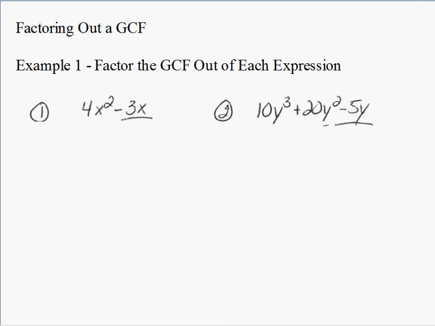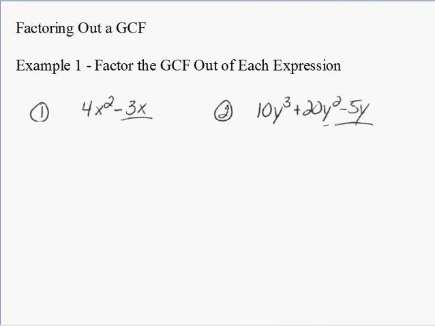Okay, so we're going to talk about factoring out a greatest common factor. We'll do a few examples here of this, and hopefully it's not too difficult for you. The big thing that you have to remember is that when I say greatest common factor, I mean the largest number or the largest monomial, think of it that way, that you can divide two or more monomials by.